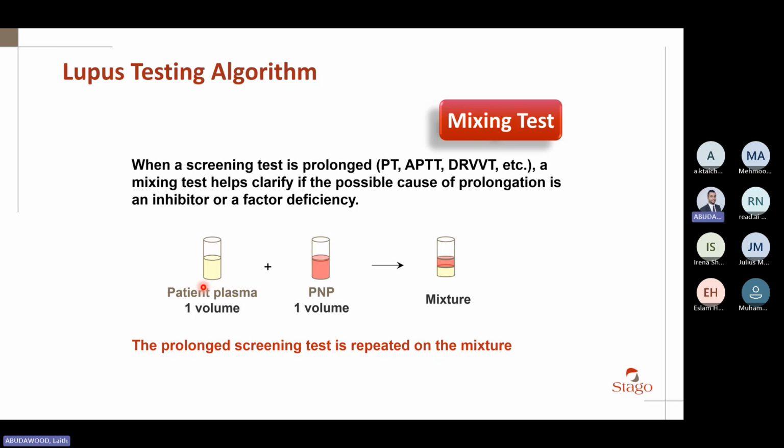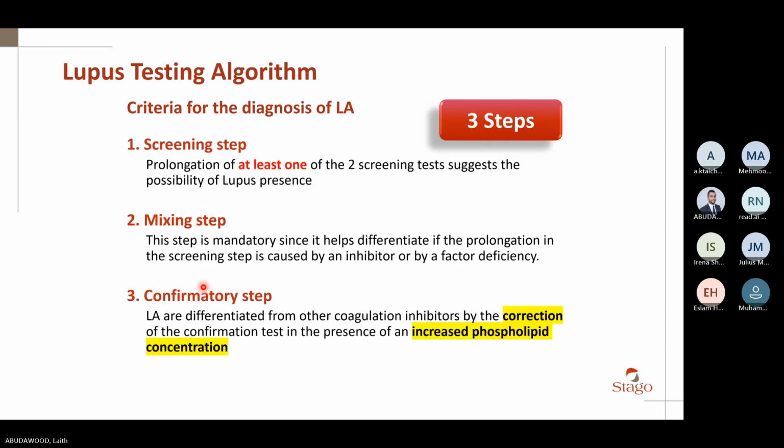Okay. If it is because of factor deficiency, I stop my testing. I run factor assays because what's causing the prolongation in the screening step clearly is not an inhibitor, it's a factor deficiency. There is no point in continuing the testing. If the mixing studies say that you have an inhibitor, I have to continue with the confirm. Okay? Because the inhibitor can be lupus, can be heparin, I don't know. I have to continue with the confirm to confirm what is the type of the inhibitor.